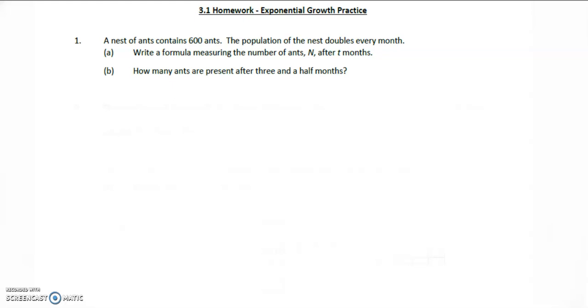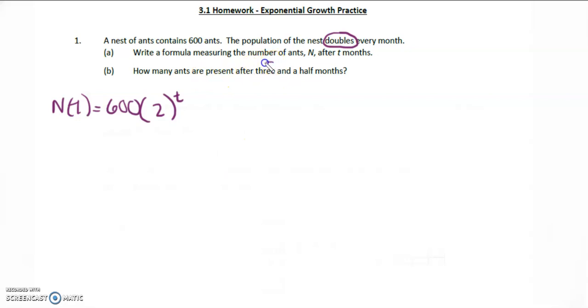Okay, 3.1 homework, exponential growth practice. A nest of ants contains 600 ants. The population of the nest doubles every month. So we're going to write a formula using the number of ants, n, after t months. We can say n after t months is going to be, our initial is 600, we're doubling, and then t is going to be the number of months.